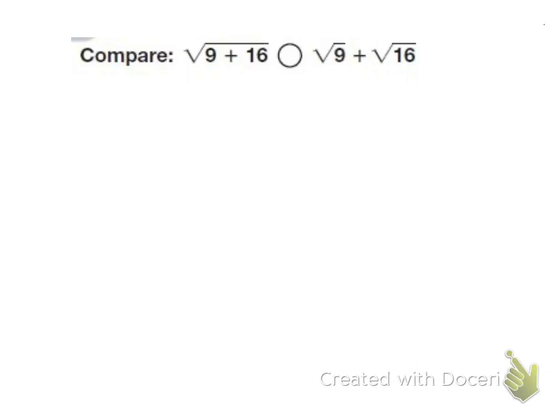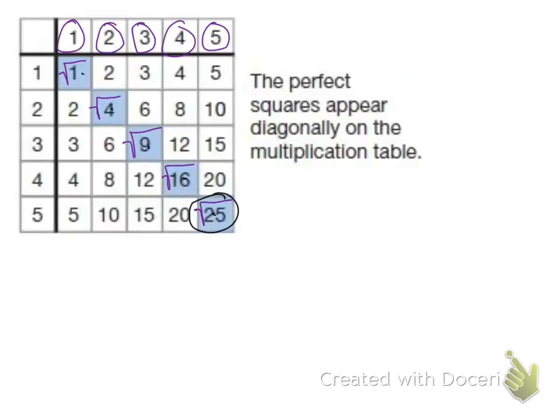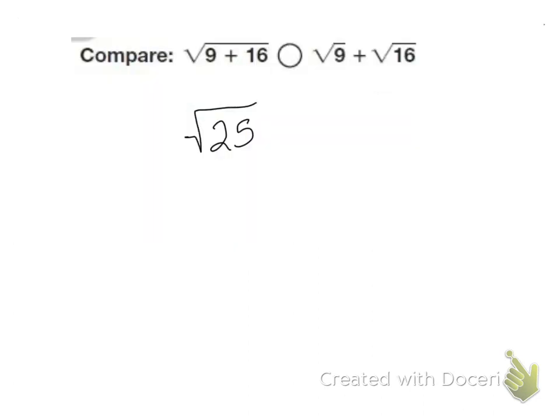Okay, so this problem asks, compare the square root of 9 plus 16 and the square root of 9 plus the square root of 16. On the left, since these two numbers are under the same square root, I need to add them first. So 9 plus 16 is 25. So I need to find the square root of 25. And then on this side is the square root of 9 plus the square root of 16. So the square root of 25, if we go back and look, the square root of 25 equals 5.